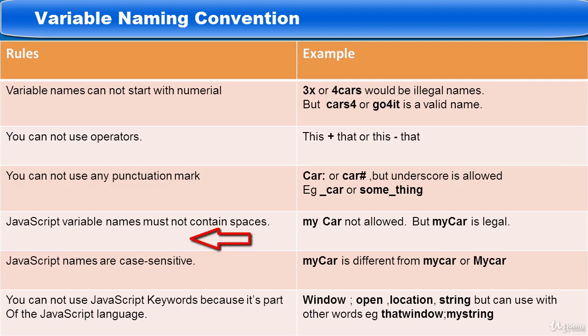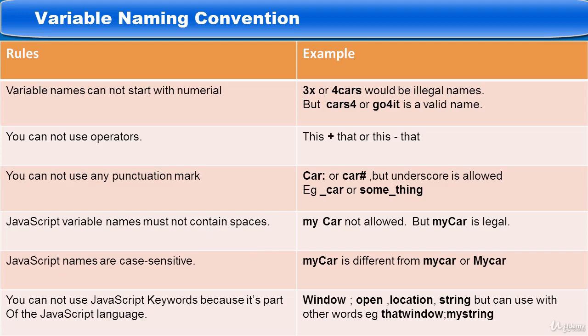JavaScript variable names must never contain spaces. Never. For example, you can't name your variable "my car" with a space. That's not allowed. However, you can name it myCar. That is legal. There cannot be any spaces in variable names.